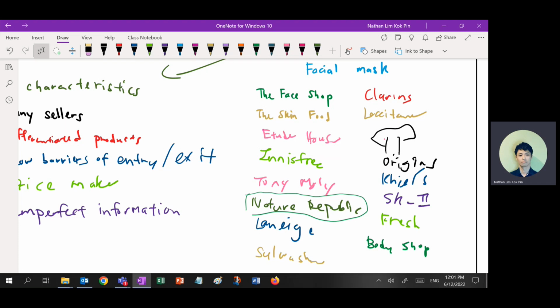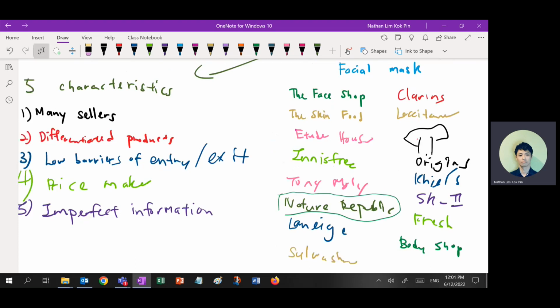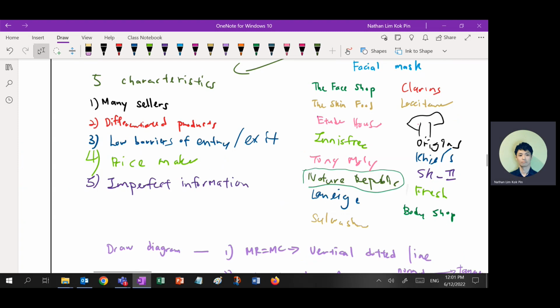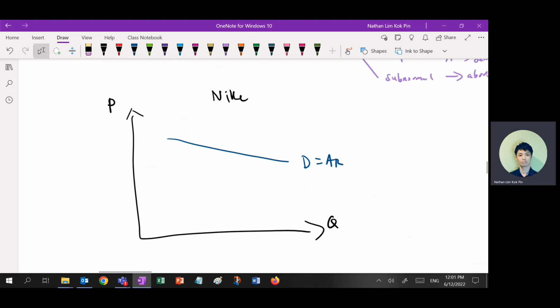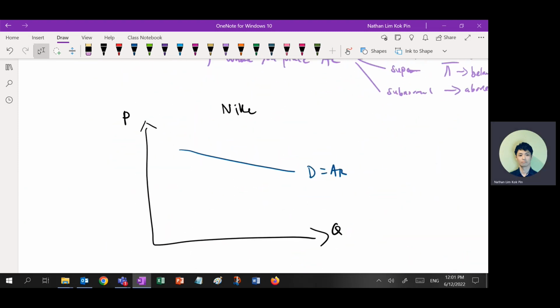If you try charging me 1,000 ringgit per mask, see all your consumers, all the customers, where do they go? They will go to another one, right? Makes sense. There are many substitutes. They cannot charge the price too high. They can charge a little bit different, but not too high. All right.